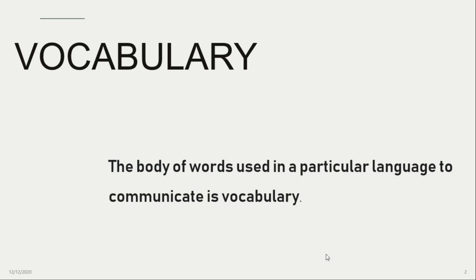What is vocabulary? You know, we can learn meaning of words easily through a root word. First, let us have a glance at the meaning of vocabulary. The body of words used in a particular language to communicate is vocabulary.